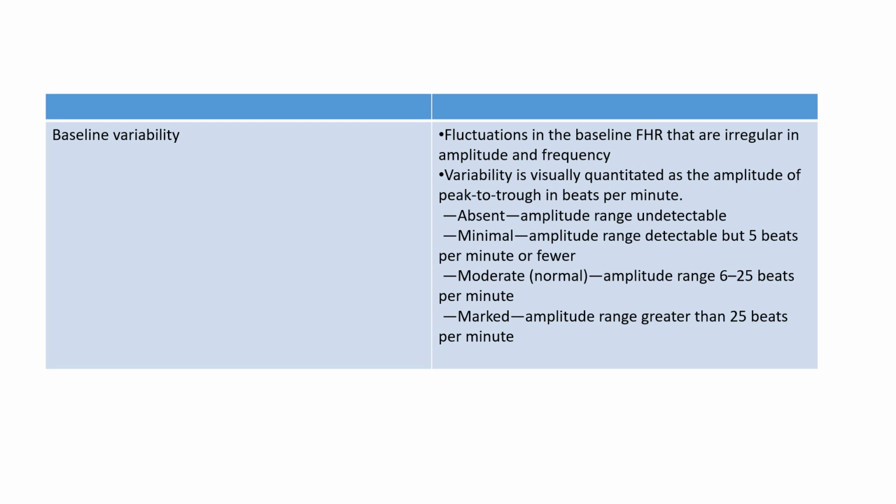The take-home message in this slide and actually in the whole presentation is that the variability is the most important thing in the tracing. If you have a moderate or normal variability in the tracing, that means that the baby's CNS is intact and the baby is not acidotic. If you have absent variability, this means that this baby most probably is acidotic and already there is an insult to the brain. Also, marked variability is not a good sign, and it's a sign of hypoxia.